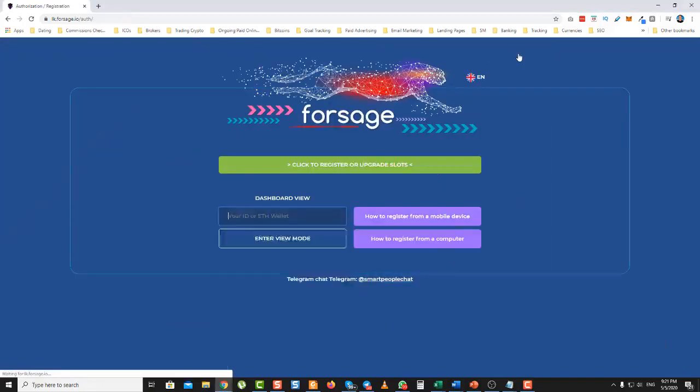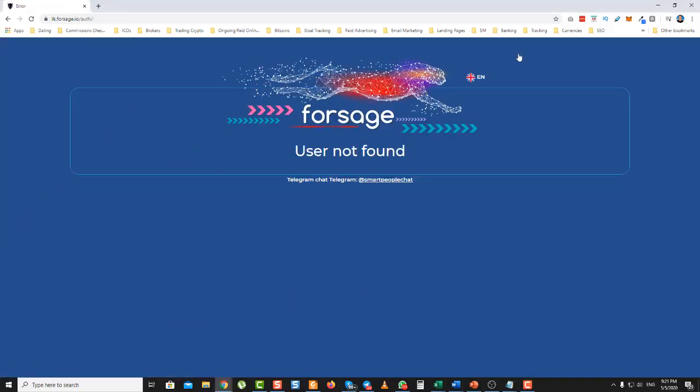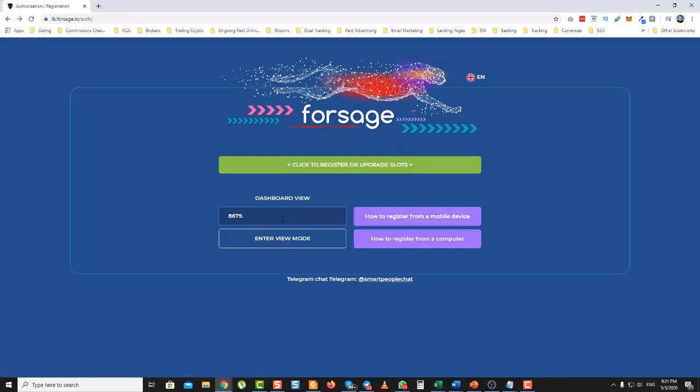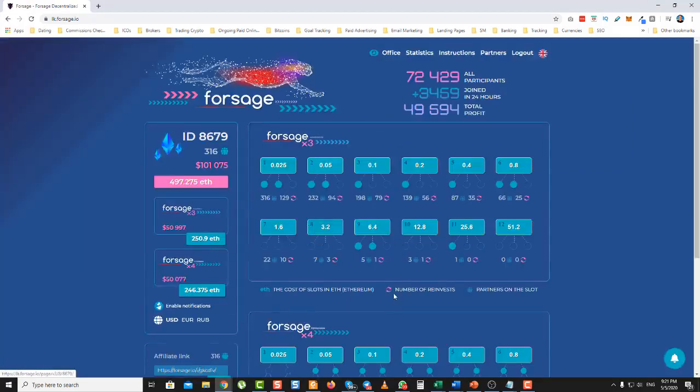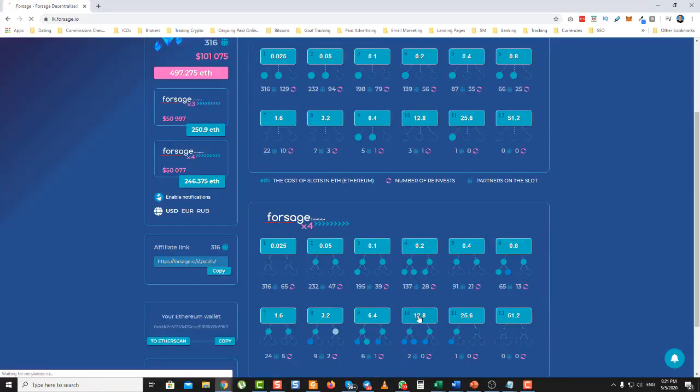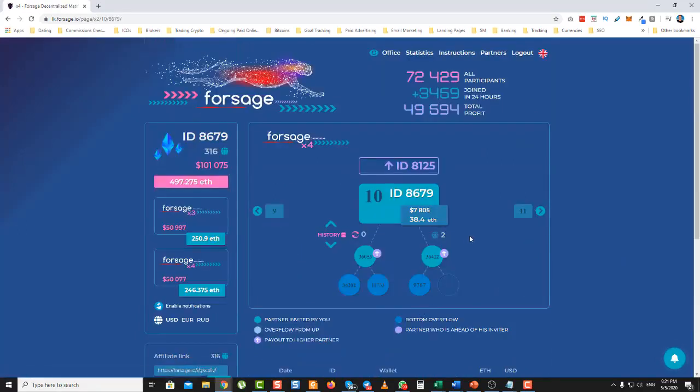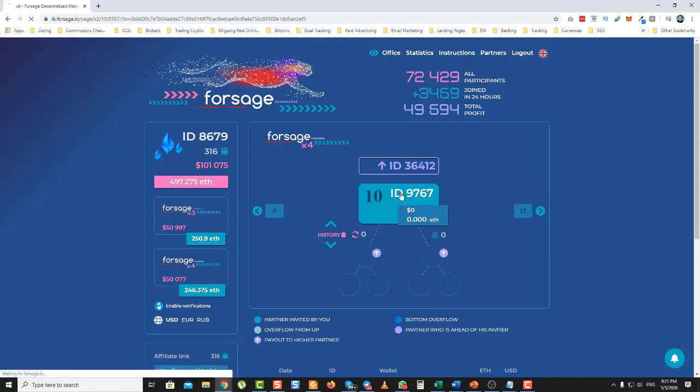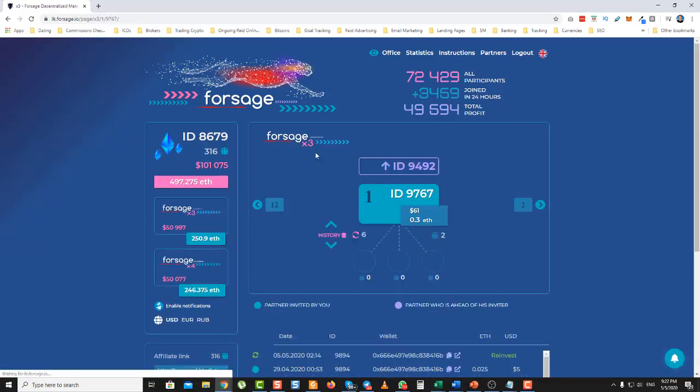Now you can follow the trail of essentially every single spillover. You can follow the trail of how it happened, because when you receive a spillover, like let's take a look at this one, for example, you can see that this guy 9767 is a spillover over here, okay, because it's not coming directly by 8679. It's actually somebody else who has referred, okay? And if I click here, you'll see that ID number 9492 has referred.